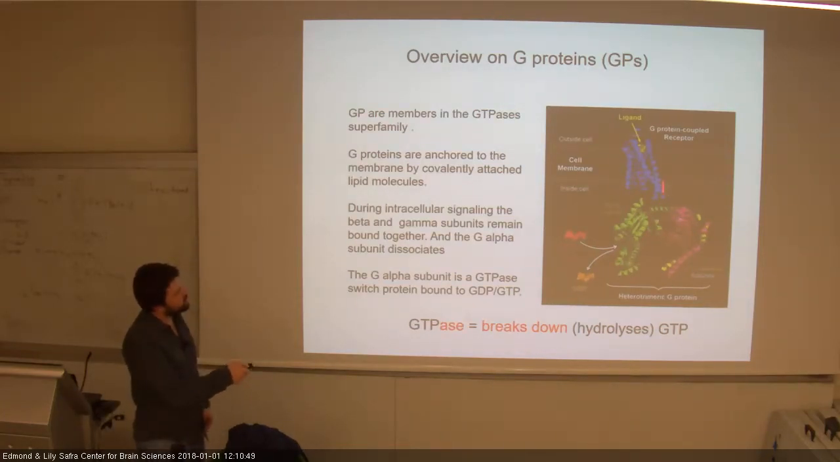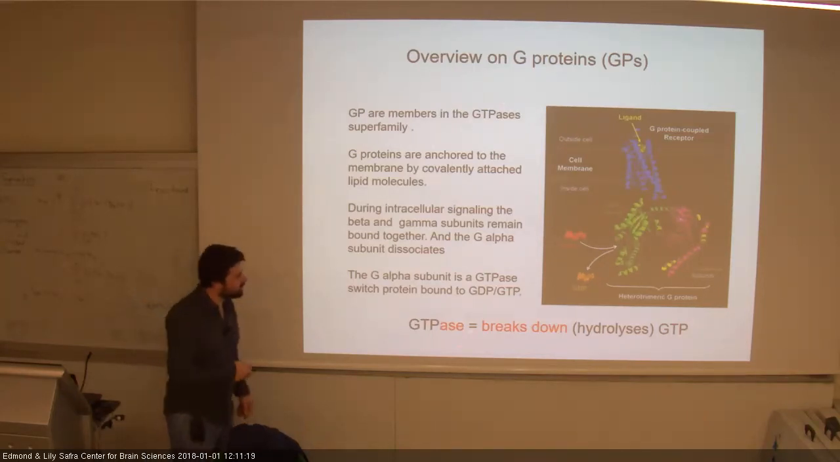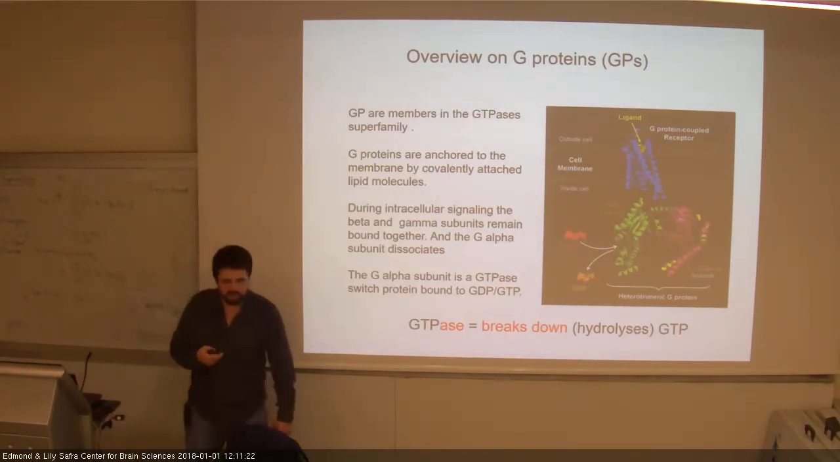So this is the receptor. This is a G protein coupled receptor, the ligand that binds to it, and the receptor is transmembrane. The G protein itself is composed normally, but not exclusively, of three subunits: the alpha subunit, and the beta gamma subunit, which are often smaller than the alpha subunit. The alpha subunit itself is what we call a GTPase. If we say GTPase, it means that it breaks down or hydrolyzes GTP.